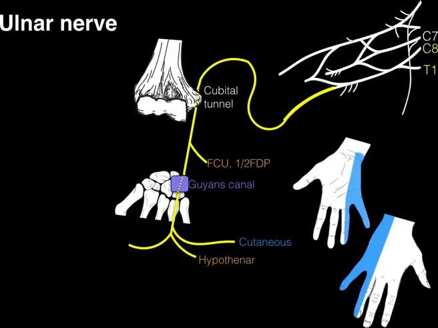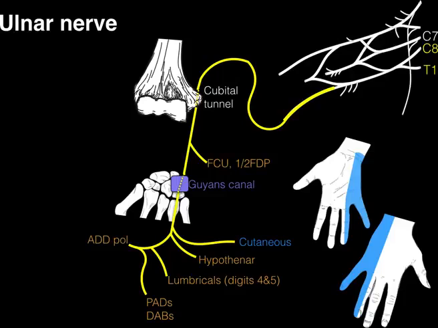It also gives rise to motor branches that innervate our 3 hypothenar muscles, branches that go to lumbricals 3 and 4 that then act on digits 4 and 5, as well as our PADs and DABs. And recall that PAD stands for palmar interosseous muscles that adduct the digits, and the DAB stands for dorsal interossei muscles that abduct the digits, as well as the adductor pollicis muscle. So here we have now the distribution of the ulnar nerve. And so you can screen capture this, and here we've got what the ulnar nerve's distribution is going to be.